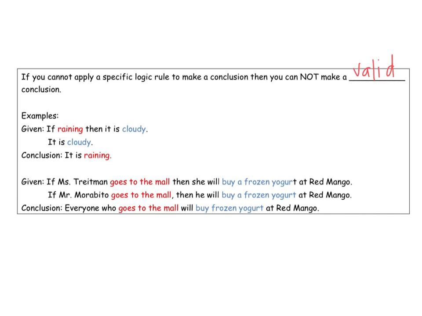So that's silly, and we can draw a Venn diagram showing that that's not true. I can say, well, if it is raining, then it is cloudy. It is cloudy. Well, it is cloudy means that it could be cloudy and raining, or it could be cloudy and not raining. So we cannot make the conclusion that it must be raining. This is not valid.